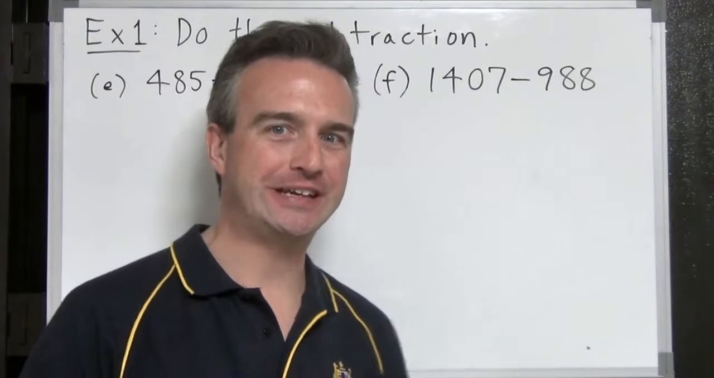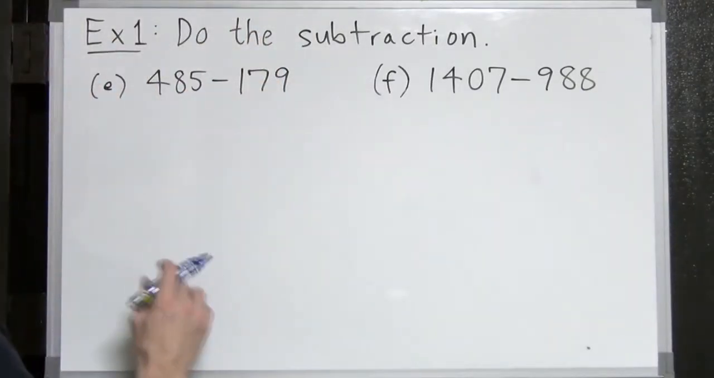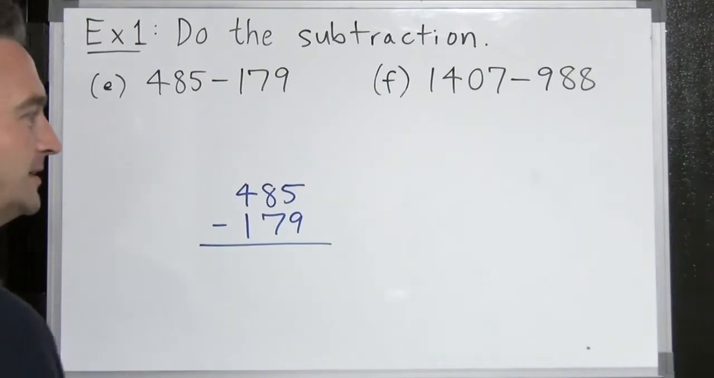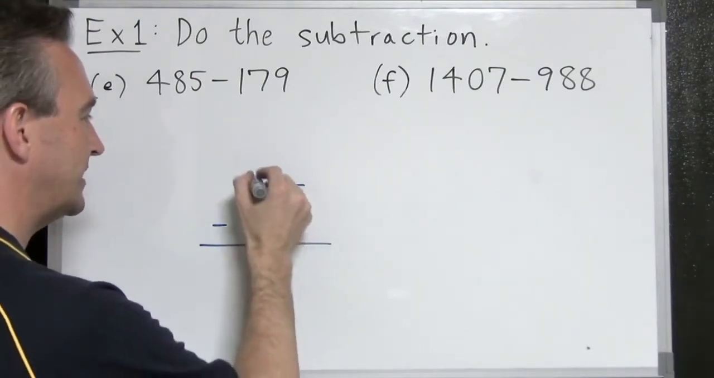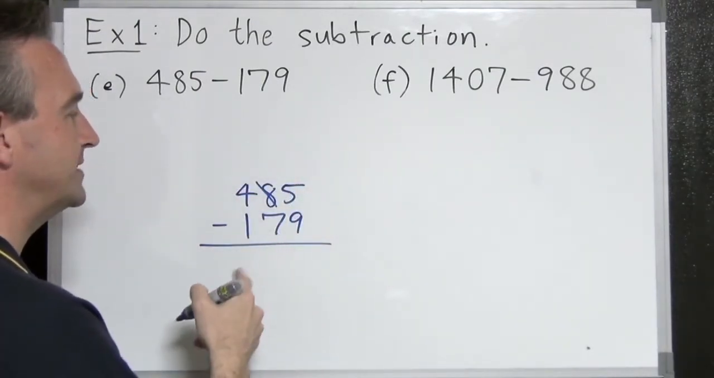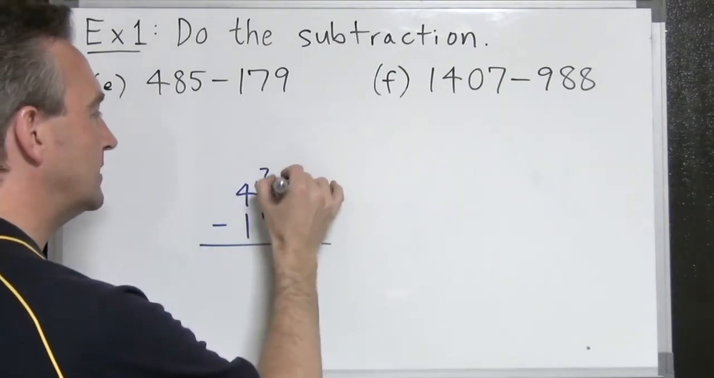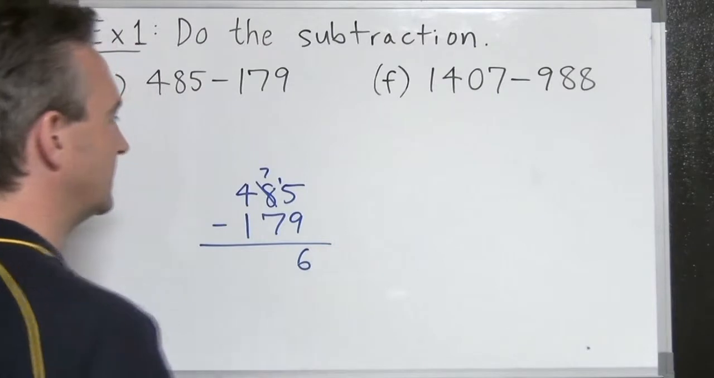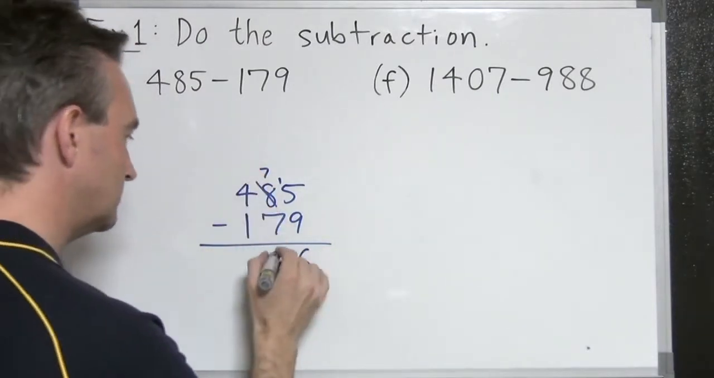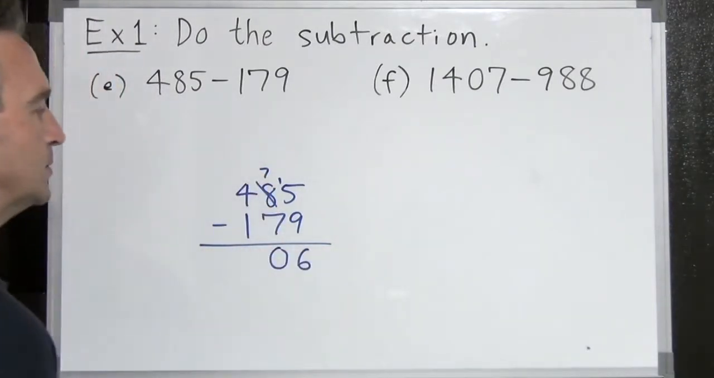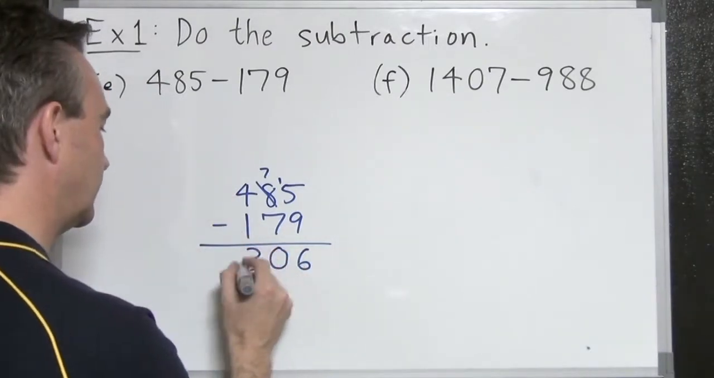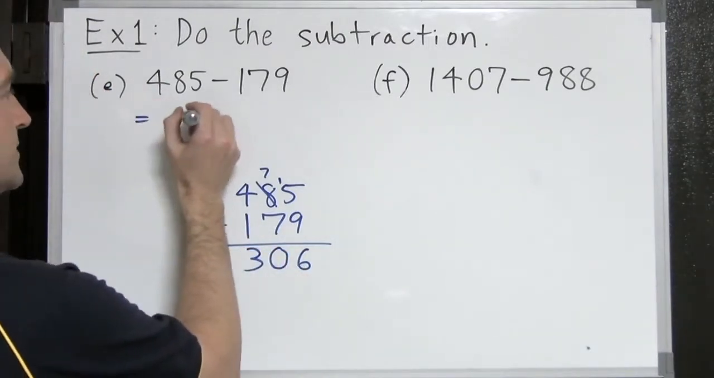Still going, not done yet. Two more, E and F. 485 minus 179. Boom, there it is. Let's do it. 5 minus 9, can't do. We're going to take a 1 from this 8, turning it into a 7, give it to the 5. 15 minus 9 is 6. 7 minus 7, 0. Okay, when that happens, we put a 0 there. And then we finish with 4 minus 1 is 3. Answer, 306 for this one.